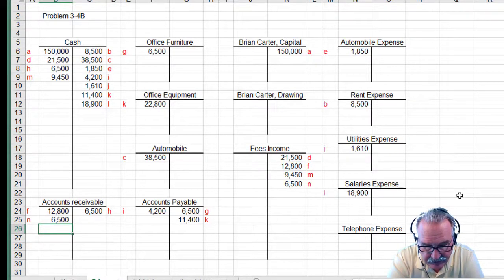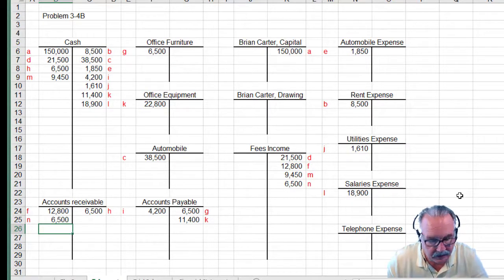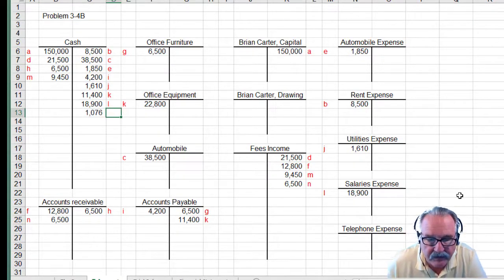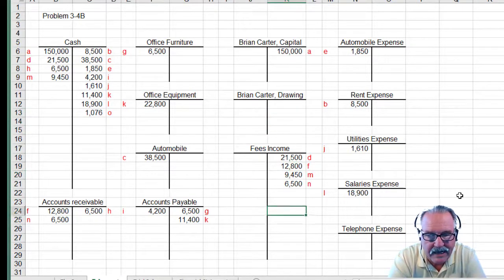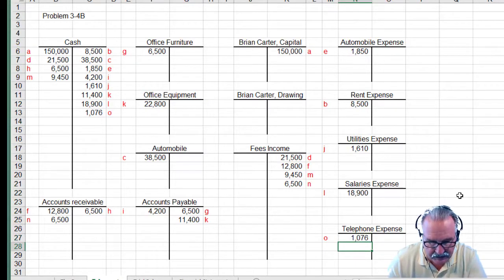Oh, paid $1,076 for a monthly telephone bill. Anytime you see the word paid, it means cash went out the door. That is a credit to cash and a debit to the telephone expense. We paid the telephone expense, $1,076, that's a debit, and we credit cash. Cash is going down, cash is an asset, that is a credit to cash.